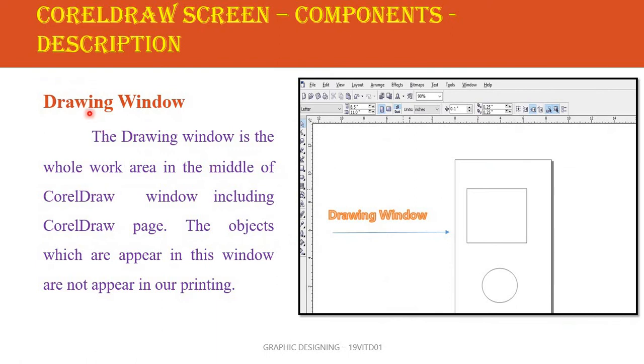Next, let us move on to the drawing window. What is the drawing window? The drawing window is the whole work area in the middle of our CorelDraw window. It includes the drawing page. Including the drawing page, we can refer to it as the drawing window. The objects which appear in this drawing window do not appear in our printing.